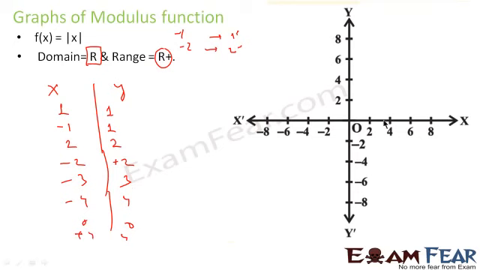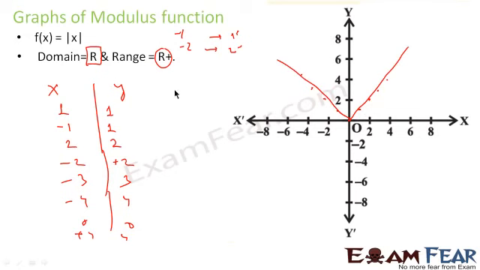Let's draw this. 0 is 0. You give 1, you get 1 output, you give 2, you get 2 output, you give 3, you get 3 output, you give 4, you get 4 output. But you give -1, you get 1 output, you give -2, you get 2 as output, you give -3, you get 3 as output, you give -4, you get 4 as output. So the graph is something like this, this, and this.